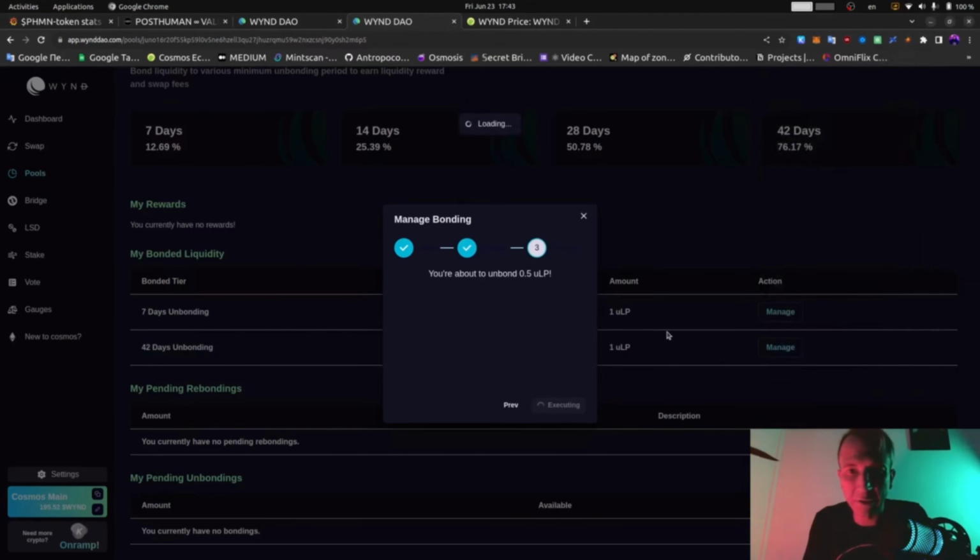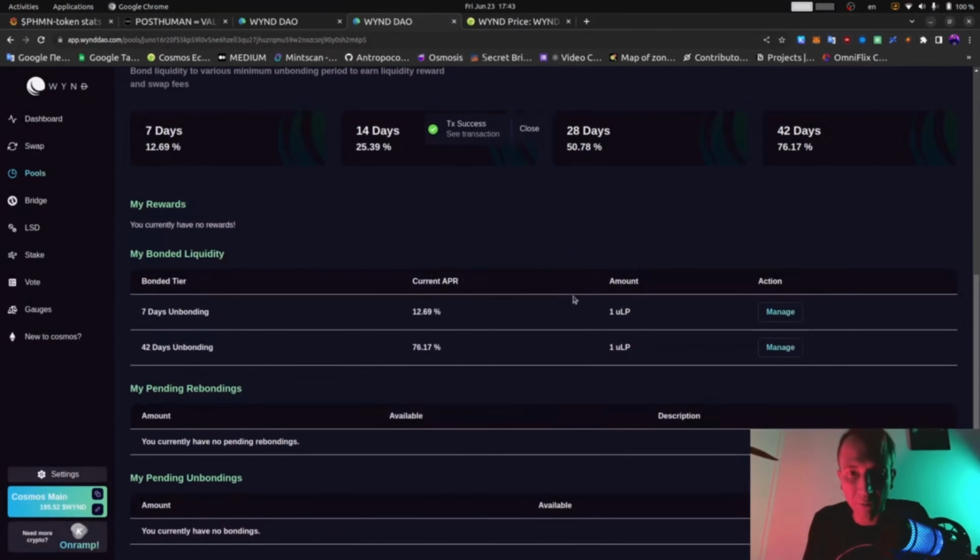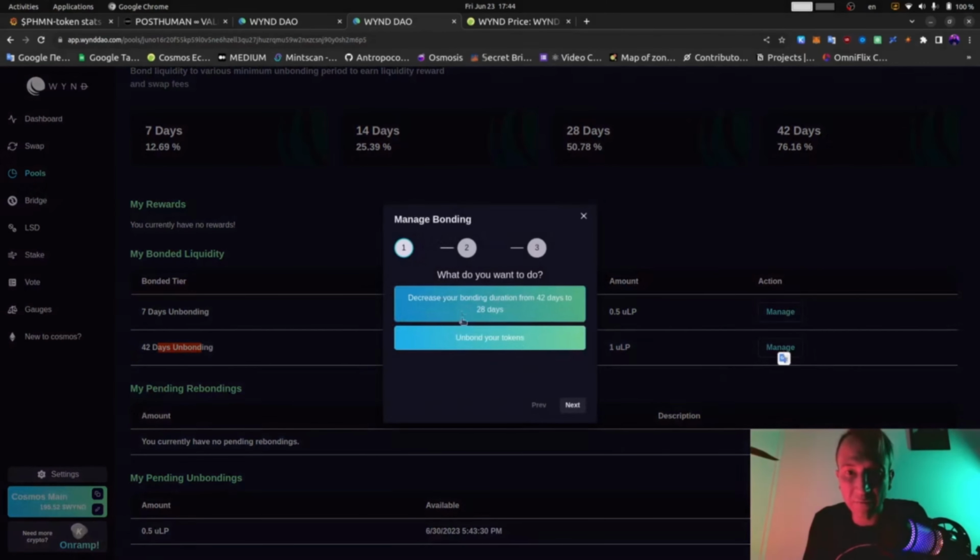Everything is very easy. We click on approve. Wait for a little bit. Transaction successful, and we can now see the new options: the amount of 0.5 LP tokens will be available on the 30th of June 2023, in 7 days. And if we have a bonding period of 42 days, it means that we can make these 42 days a little bit less. We do not have to unbond our tokens and wait 42 days. We can decrease our bonding duration from 42 days to 28 days.